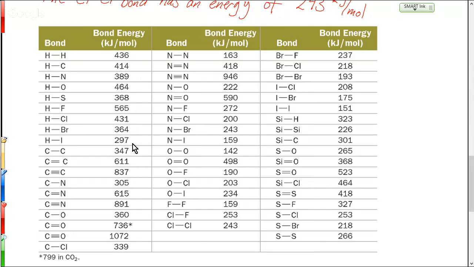What kind of trend? More bonds, the bond energy gets stronger. Yeah, the bond energy is increasing as we have multiple bonds, which makes sense because you've got more electrons being shared, so it's going to take more energy to tear those things apart.